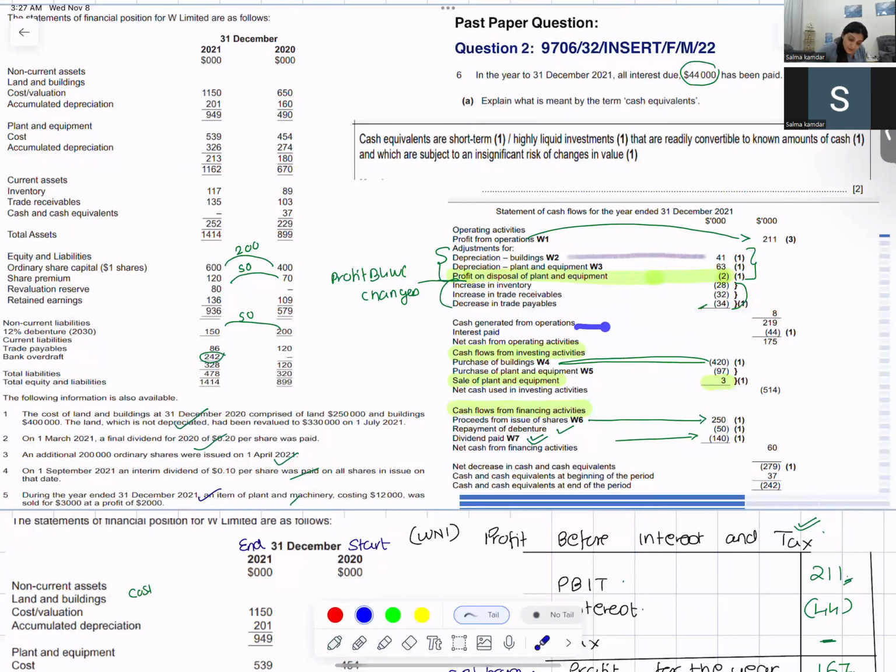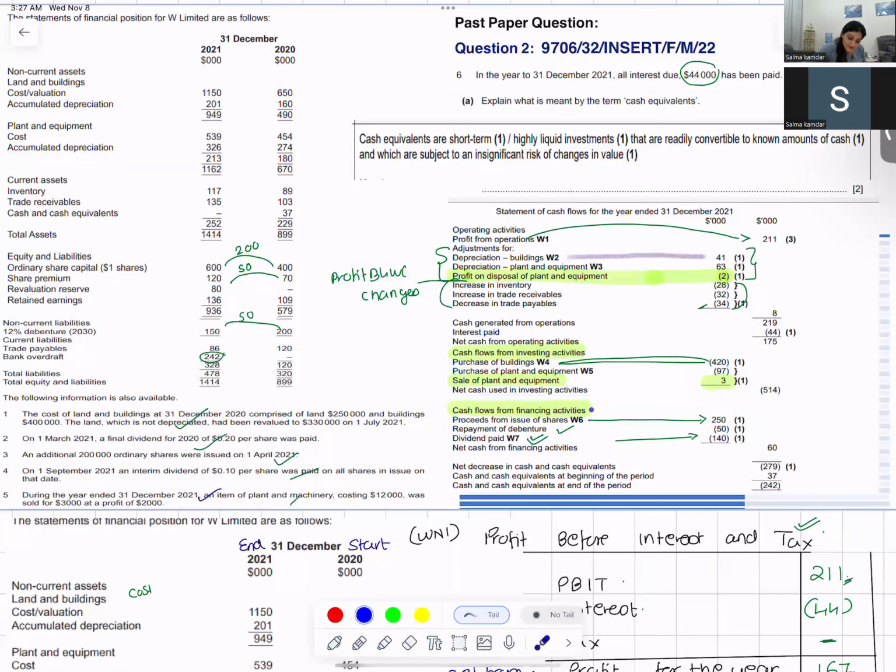Cash generated from operations minus interest paid, you get your net cash flow from operating activities. You've done your cash flow from investing activities. After doing the minus and add, you will get 514. There is a negative cash from investing activities, so you will write net cash used in investing activities.